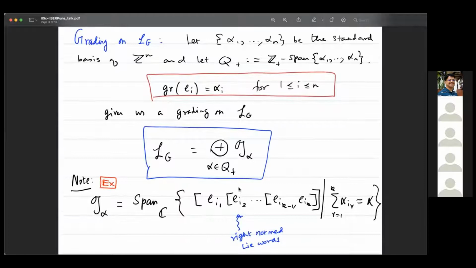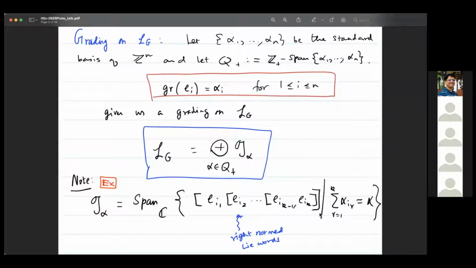It's not very hard to prove using the Jacobi identity. If you take alpha in Q_+ and look at the graded space G_alpha, it is spanned by very nice right-normed levers. The levers of this form: bracket e_i1, bracket e_i2, etc., bracket e_i(k-1) e_ik. They are called right-normed levers. You can easily prove that these right-normed levers span G_alpha. And this is true for any Lie algebra, nothing special about this particular partially commutative Lie algebra.